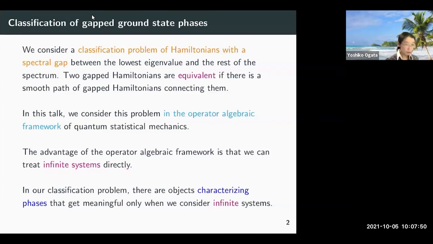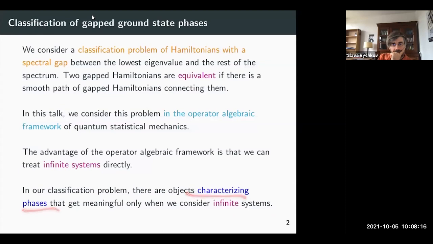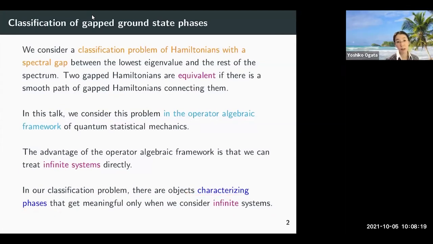The reason why we would like to consider infinite systems directly is an advantage is that in our classification problem, there are objects characterizing phases that become meaningful only when we consider infinite systems. In other words, these objects become trivial when we restrict them to finite systems. So in this sense, I feel that considering infinite systems is meaningful for this classification problem, and I'd like to do so in this talk.